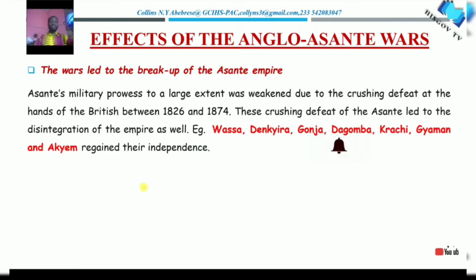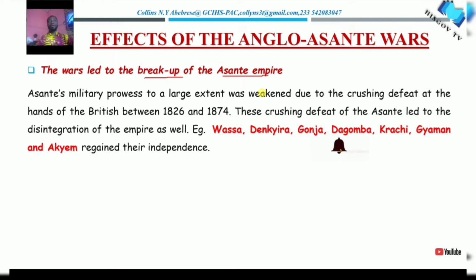Good. So one of the effects of the Anglo-Asante War, and this I would say is the major effect of the war between the British and the Ashanti Empire, was that the wars led to the breakup of the Ashanti Empire. So the Ashanti Empire, you know, crashed. It was reduced to a smaller size as we know it today.